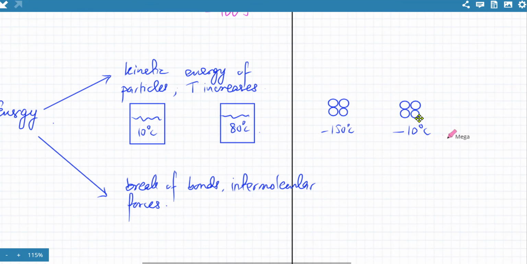Okay? The particles would not be able to push the piston upwards. There's no delta S positive. There's no useful work that would be created. Is that clear? Yes.